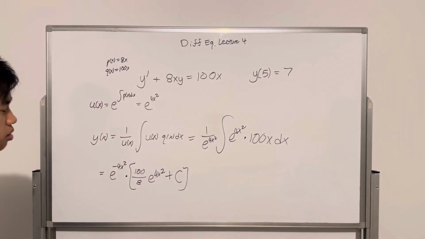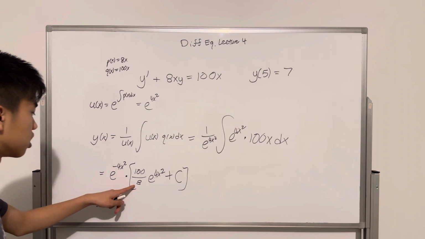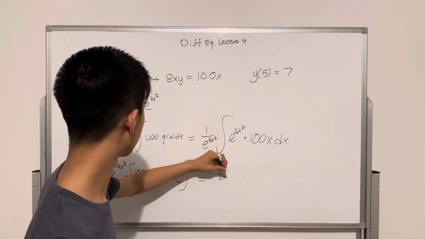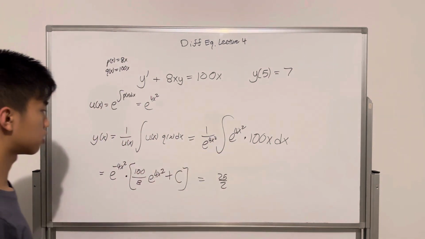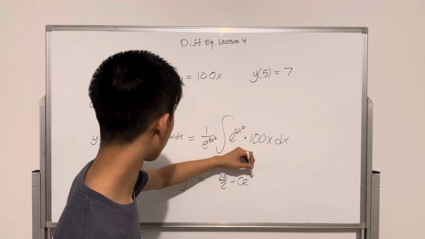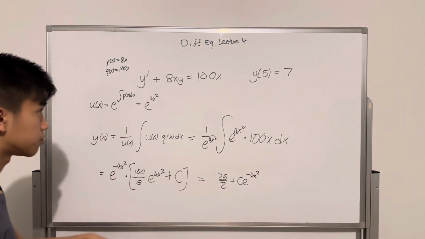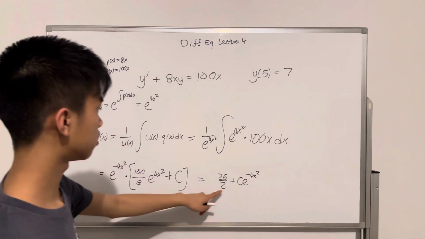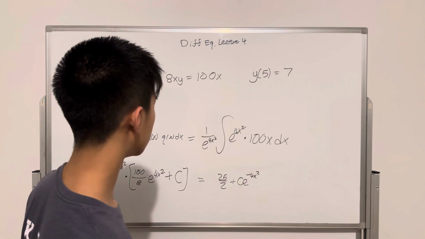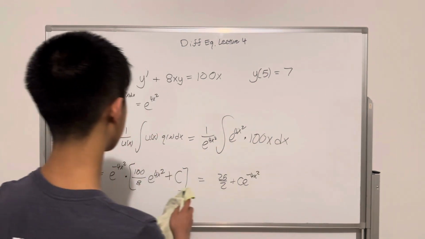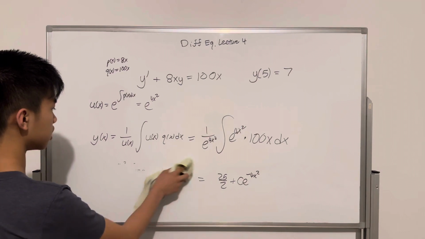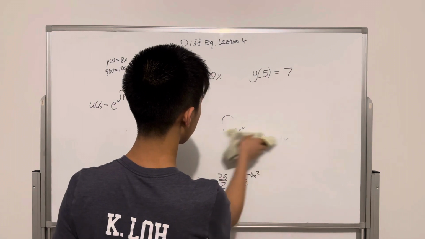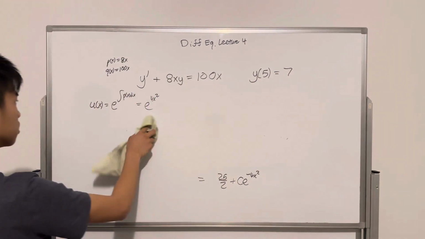Let me do the quick math in my head. I think this becomes 25 over 2. So we get 25 over 2 plus c e to the negative 4x squared power. Now, given these initial conditions, we can figure out what the c is. So let me just erase some of this. You guys know how to get to where I am. If you have any confusion, you can just go back in the video.